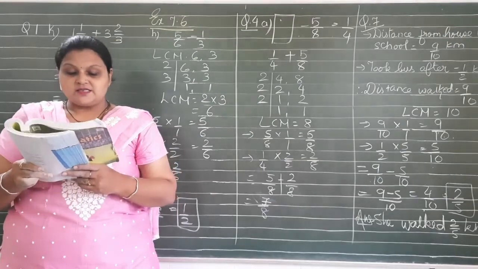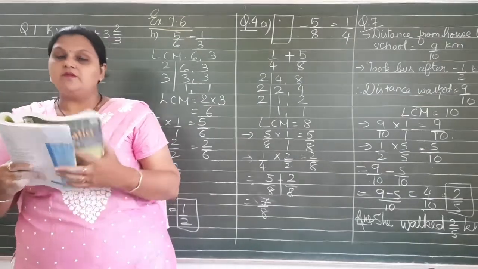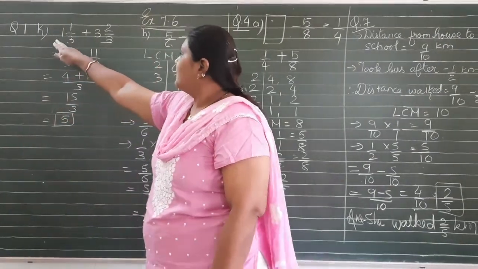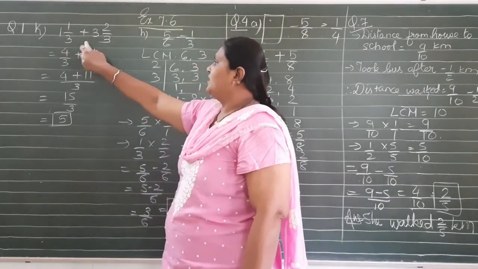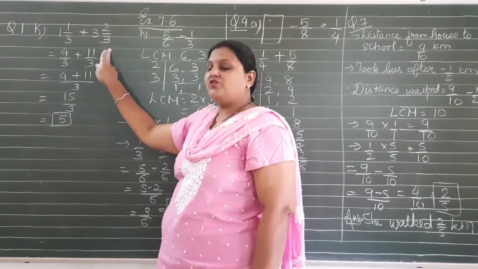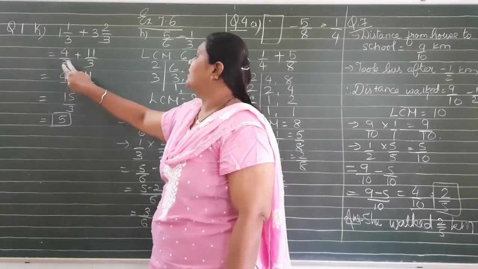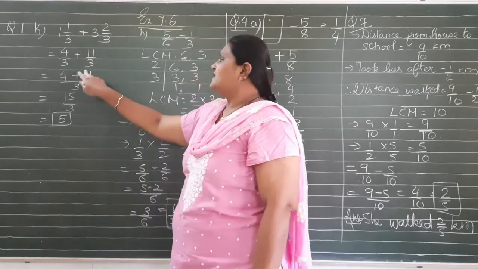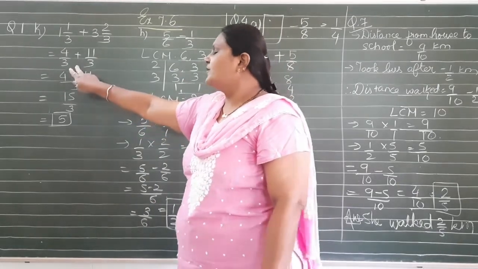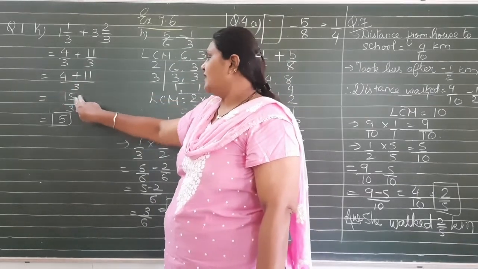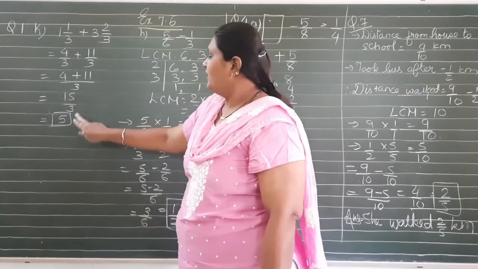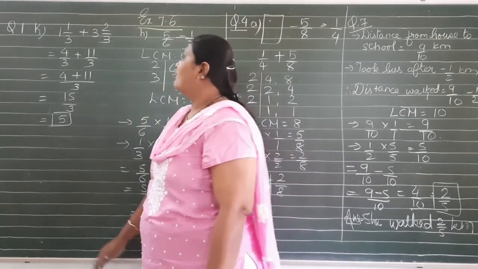Now let's start exercise 7.6, question number 1. Sum number K. 1 integer 1/3 plus 3 integer 2/3. Here it is mixed fraction, so we will convert it into improper. 4/3 plus 11/3. As denominators are same, we will add directly. 4 plus 11 over 3, 15/3 is 5.